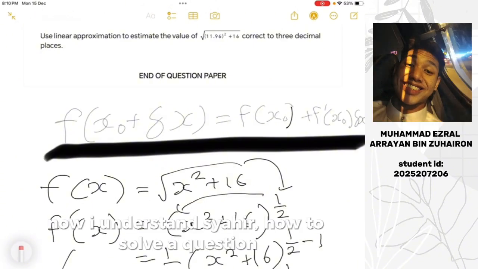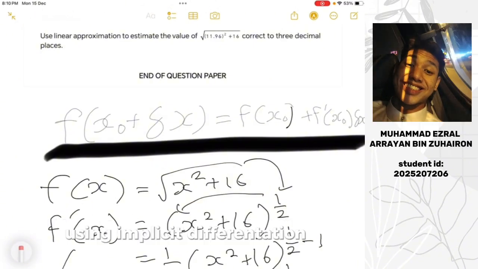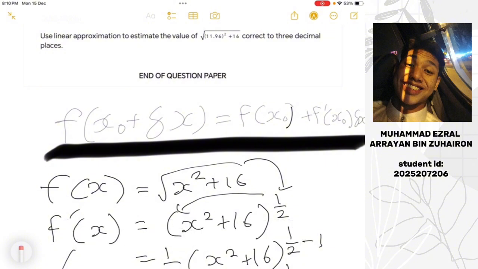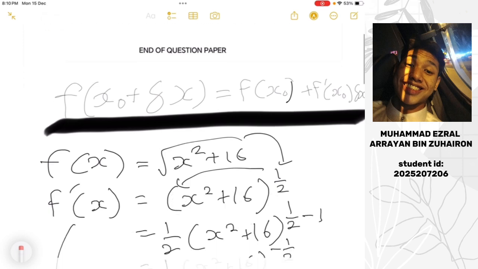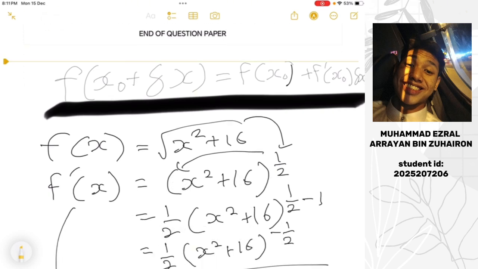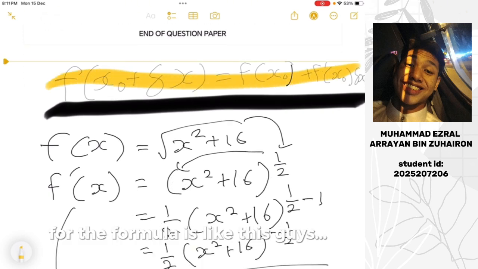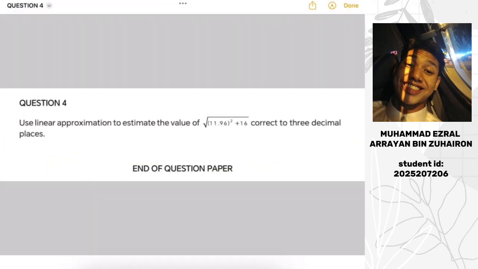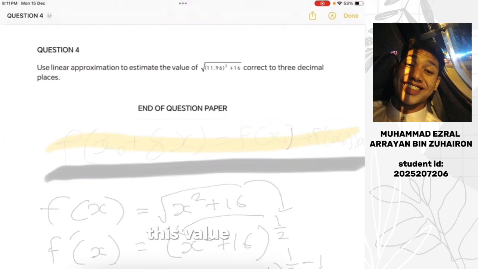Wow, now I understand how to solve a question using implicit differentiation. So let me explain to you guys how to solve this question. For this question, you need to use linear approximation as the given formula. Okay, so the formula is like this, guys. The first step is we need to define the function for this value.